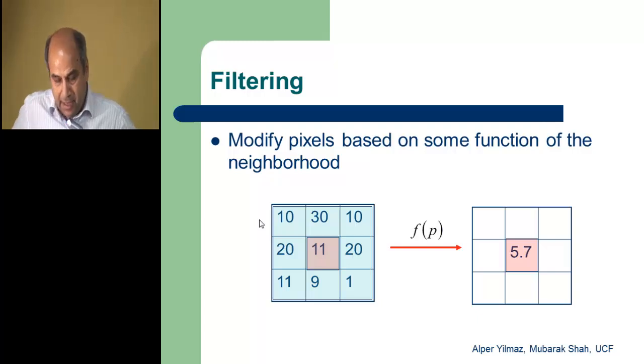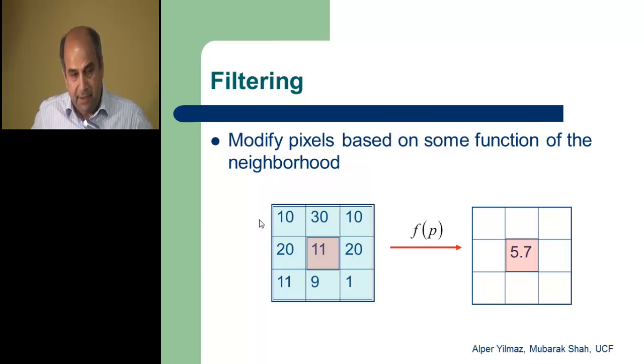So again, going back to filtering, we are going to modify the pixels in the image which we get. Let's say this is a 3x3 neighborhood in the image. Filtering means we are going to apply something to this 3x3 and modify the pixels. Suppose this 11 will be replaced by 5.7, based on the neighboring pixels. That's what filtering does.